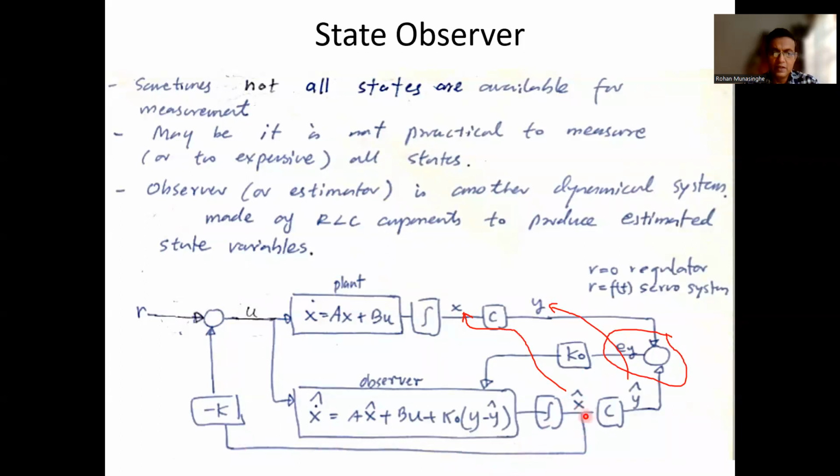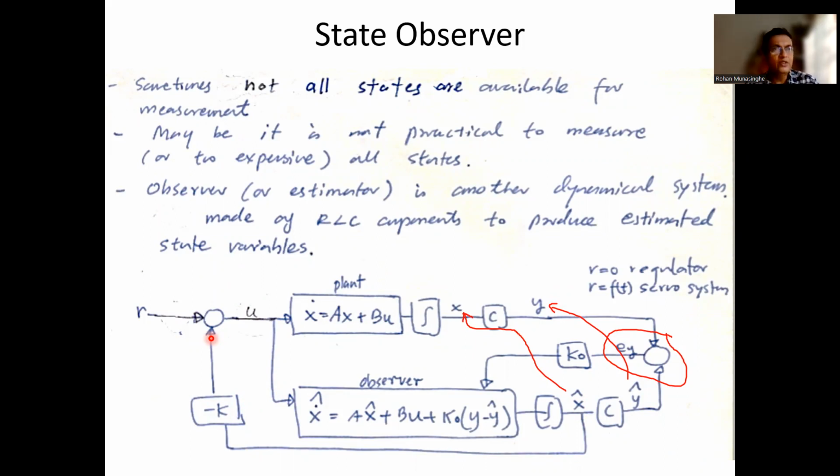See that? These are the estimated states. You feed it back and multiply with minus K over here. So we are implementing the full state feedback using the state estimates, not the actual states.